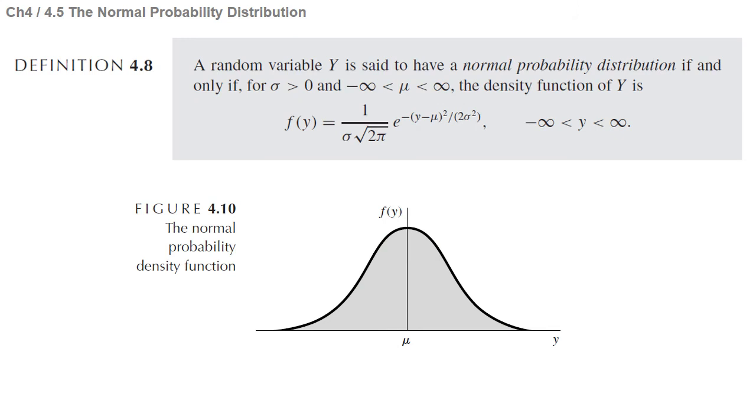Definition 4.8 talks about the normal probability distribution. A random variable Y is said to have a normal probability distribution if and only if, for sigma greater than 0 and mu, the density function of Y is like this, and y ranges from minus infinity to infinity. And if you draw the graph for this normal curve, it looks like this. The center is mu, and this sigma square determines the dispersion, it controls the variance of the distribution.